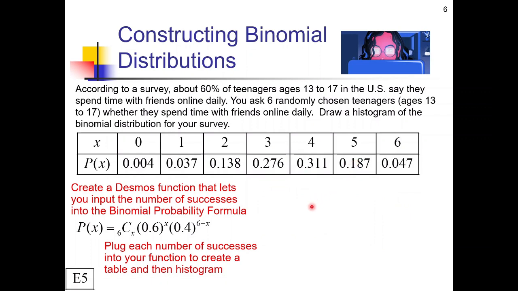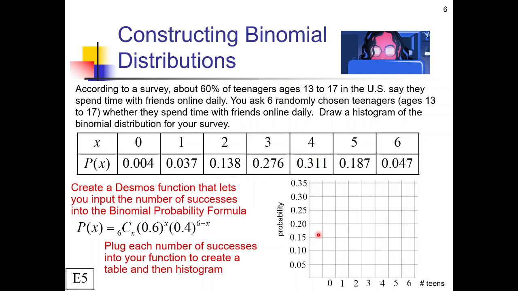All right, well, let me make a histogram based off of all this stuff. So on my horizontal, I'm going from 0 to 6. For my vertical, I need to get all the way up. The highest value here is about 0.31. So I'm going to be going 0 to 6 on the horizontal, and I'll be going by 0.05s up to 0.35 vertically. So for 0, we have 0.004. That's barely, like a tenth of a grid line.